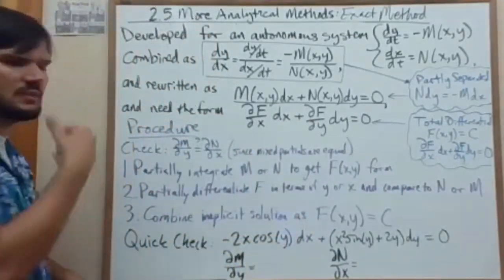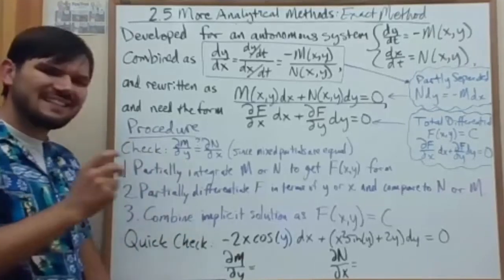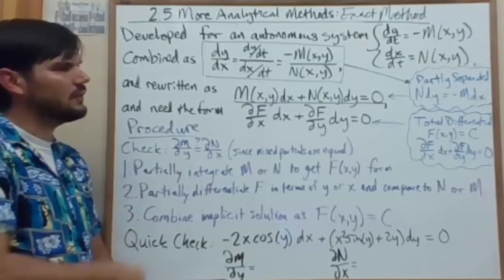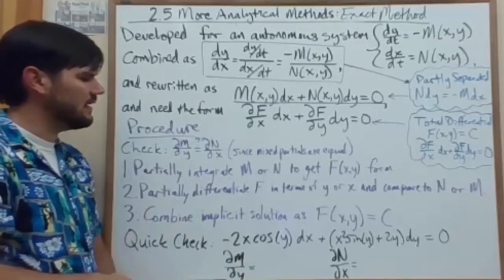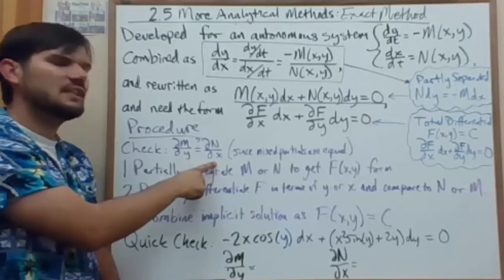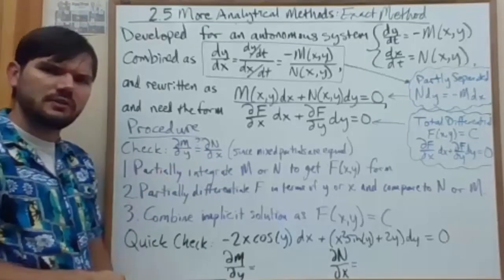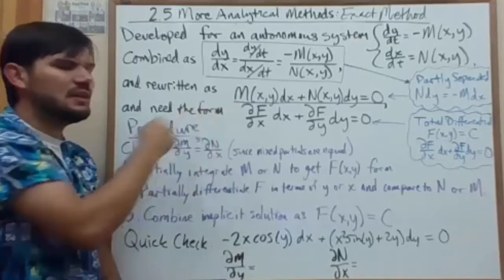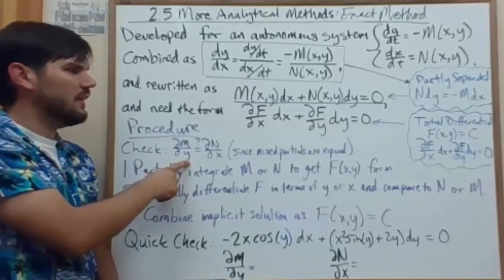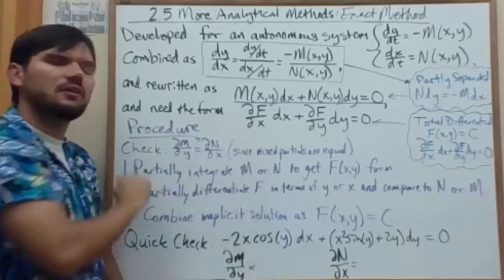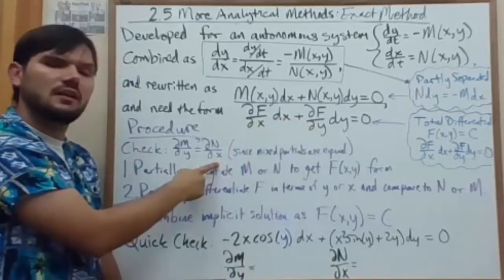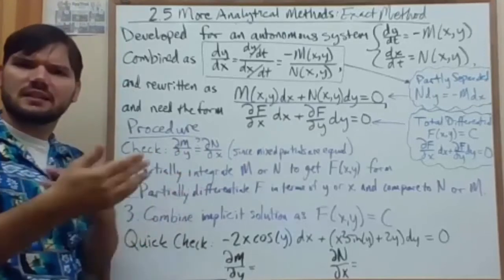Okay, so what's the procedure? Well, first we check. In this case, we have an additional form of the check. We first want to get it in this differential form if it's not already there, and then we take the y partial of m and check to see if it's equal to the x partial of n. Now, why do we do that? Well, we want m to be our x partial, and we want n to be our y partial. And if we take the y partial of m, that gives us an x partial, then a y partial. And if we take the x partial of n, it gives us a y partial, then an x partial. Those are the same partials, just mixed in their order.